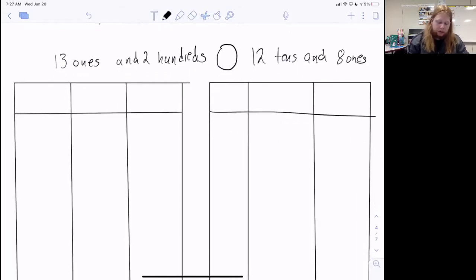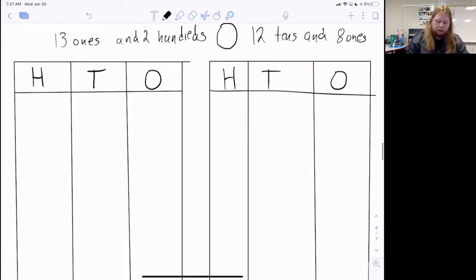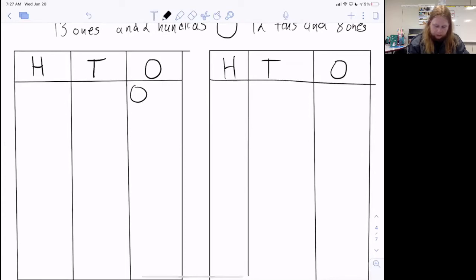So I'm going to go a little shorthand this time, and instead of writing out the whole hundreds, tens, and ones, I'm just going to write an H for 100, a T for 10, and an O for 1. Same thing here. And we want to create this chart, so this part of the problem will go to this chart, and this part of the problem will go down to this chart over here. So first, we have 13 ones. So let's go ahead and draw 13 ones. 1, 2, 3, 4, 5, 6, 7, 8, 9, 10. Don't forget to put your 1 in there.